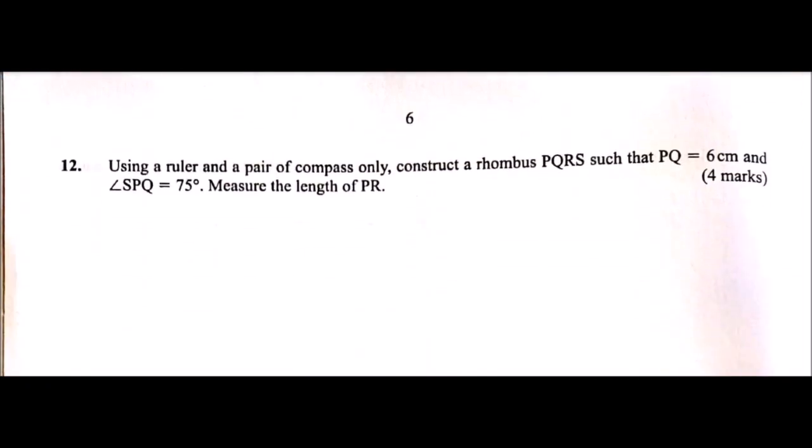This is another one. You are told using a ruler and a pair of compasses, construct a rhombus PQRS such that PQ is equal to 6 and angle P is 75. So here you are being tested whether you know how to construct angle 75. Measure the length PR. So remember, angle 75, you can get it by first of all constructing an angle of 60, which you are taught in form 2. Then you construct an angle of 15 by bisecting an angle of 30. Before you do that, you have to construct an angle of 90, so that you get the angle of 60 and you bisect the remainder by 2, that is bisect.